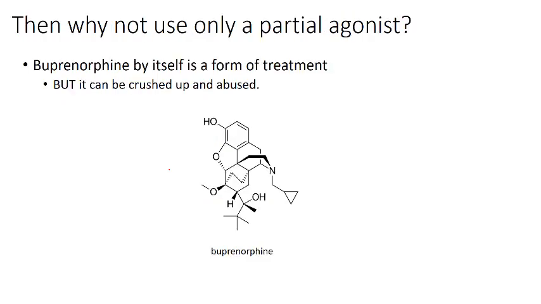Then why not just simply use a partial agonist? Well, if you use buprenorphine in the way it's not instructed to be, you can abuse it, and it does have value on the street. So partial agonists can be used, but there are certainly drawbacks.